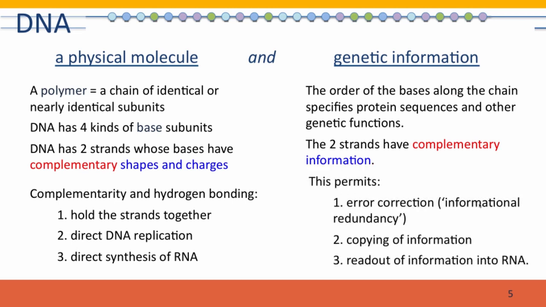Because of this, it's possible to do error correction. If one strand is wrong, the bases in the other strand provide the information to correct the mistakes. This is called informational redundancy. And it's a very important feature of all informational systems, including the computers that I'm recording this on and that you're watching this on. It also allows for copying of the information, duplicating of the genetic information for heredity, and it allows for readout of the information to instruct the cells to produce proteins.